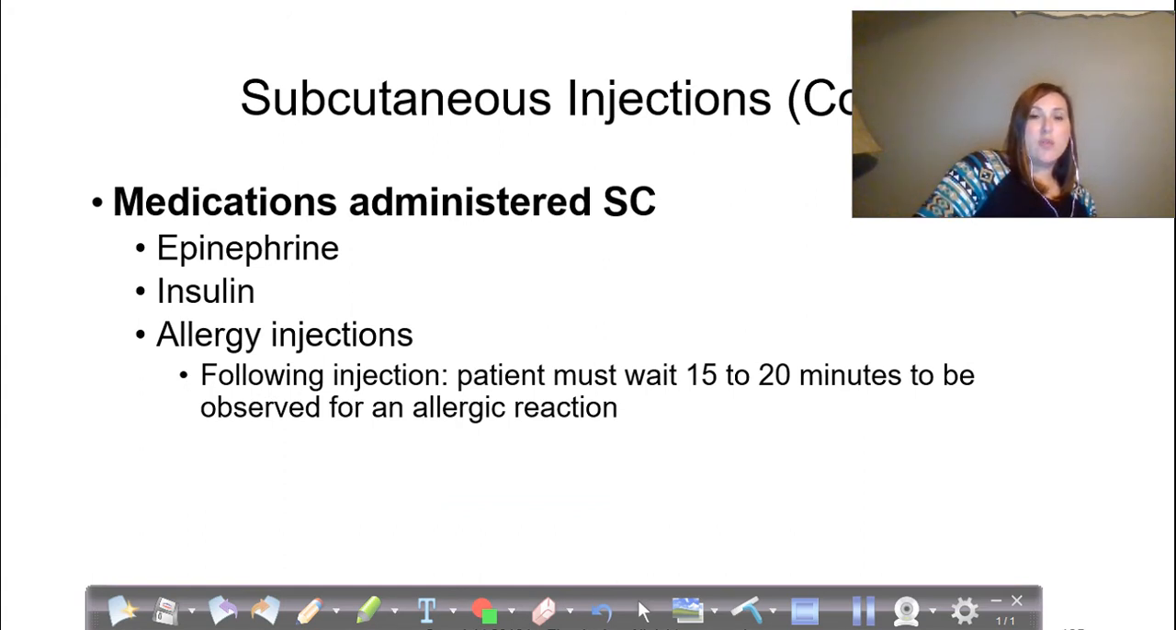Epinephrine is given sub-Q. If you think about EpiPens, epinephrine is given sub-Q. That's something that's often given into the thigh by patients who have to self-administer. Insulin again in the abdomen. Allergy injections: following the injection, the patient is going to need to wait to observe for an allergic reaction. I was thinking it was 30 minutes, not 15 to 20, but I'm sure each site is different. And you're watching for redness, swelling, itching, any kind of raised or indurated area.